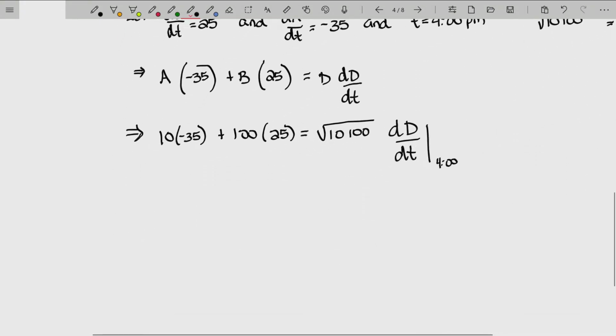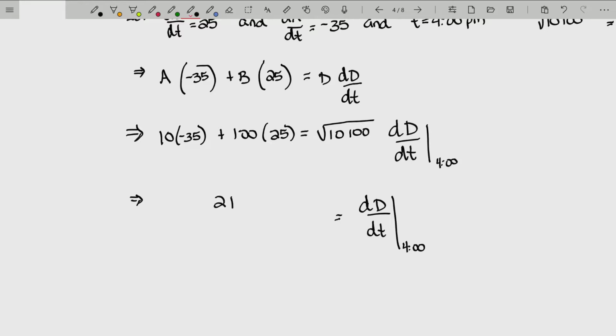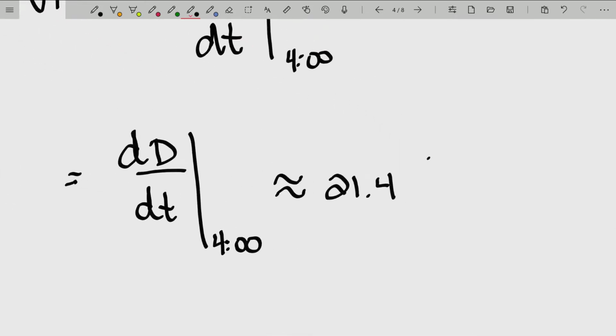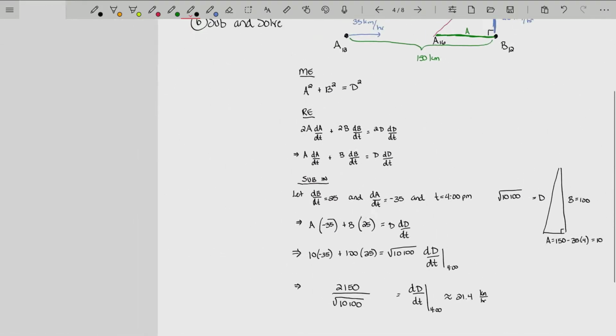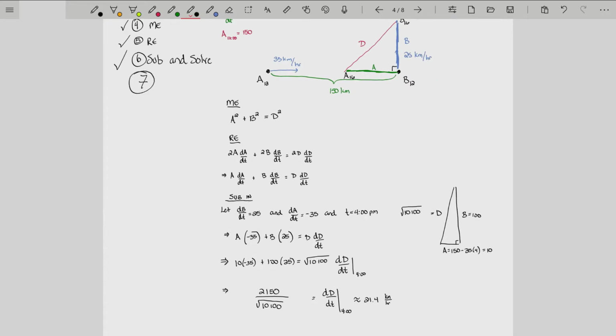Dividing both sides by that square root, you'll get to a number that you'll need a calculator for, because guess what? That's just how related rates work. It doesn't work out beautifully because these are real world problems. And so this ends up being, what is that? 2,500 minus 350 is 2150 maybe? And yeah, that's over the square root of 10,100. And I just grab a calculator and I get approximately 21.4, and that's kilometers per hour. So sub and solve and then state the solution, I guess is what I would say here.